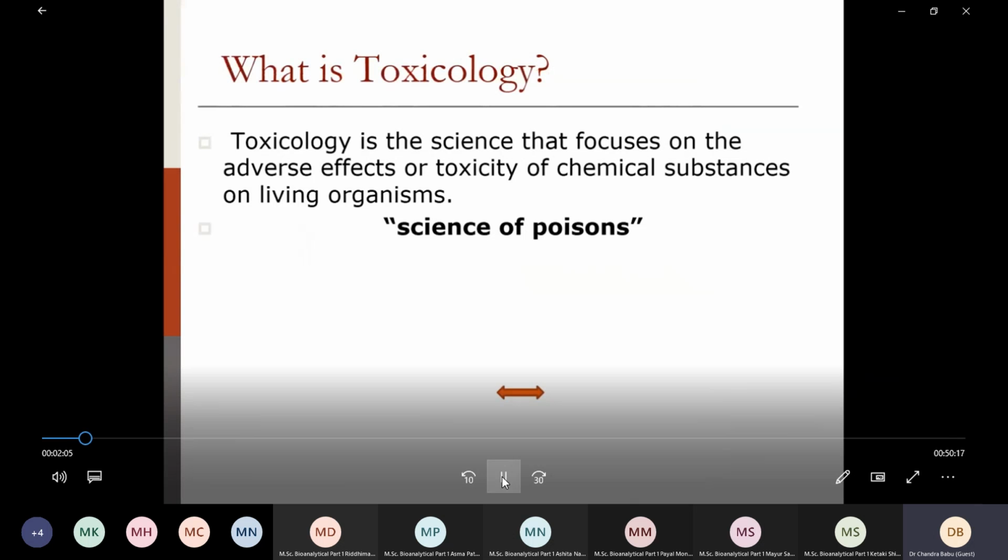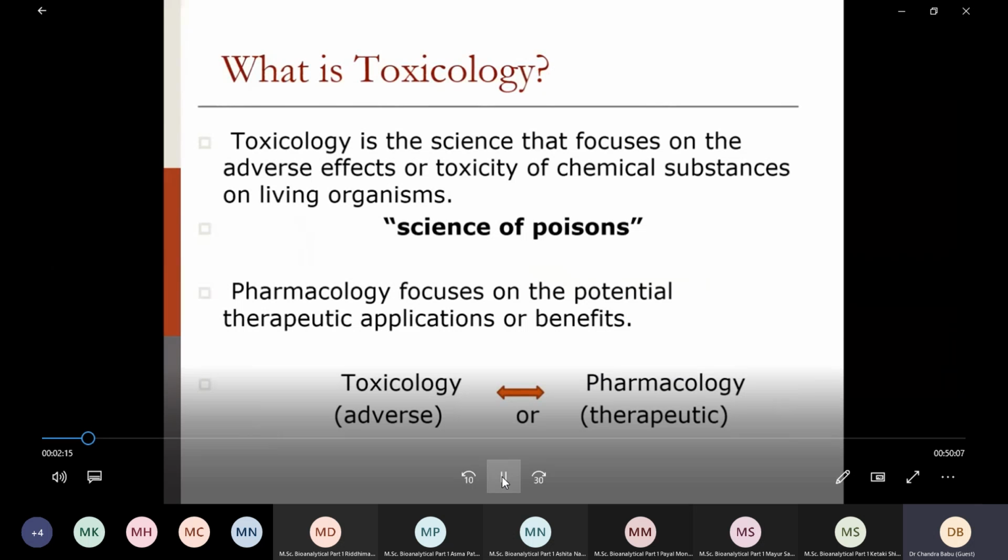Toxicology is the science that focuses on the adverse effects or toxicity of chemicals on living organisms. It's been called the science of poisons. Also, you will hear some concepts today that relate to pharmacology, and it does relate to pharmacology. But in this case, pharmacology focuses on the potential therapeutic or beneficial applications. So if you want to compare toxicology with pharmacology, the simplest way would be to say toxicology is concerned with the adverse effect, but pharmacology is mainly concerned with therapeutic effects.